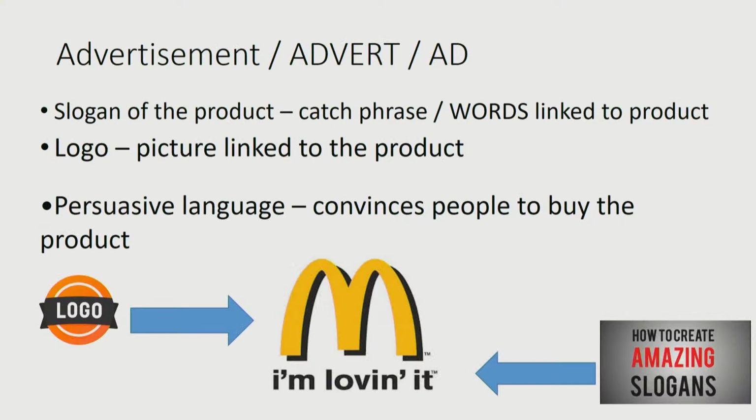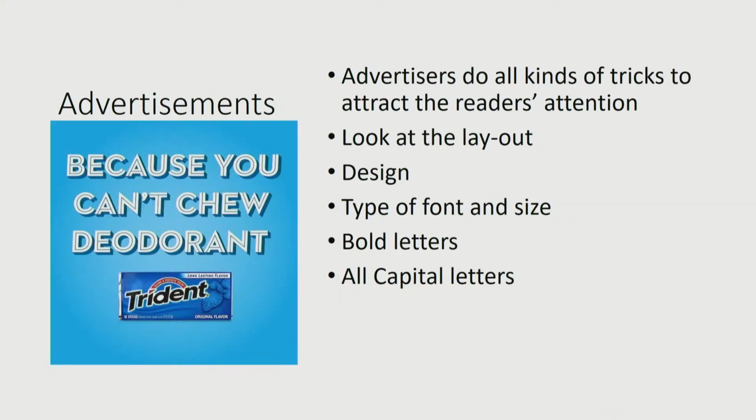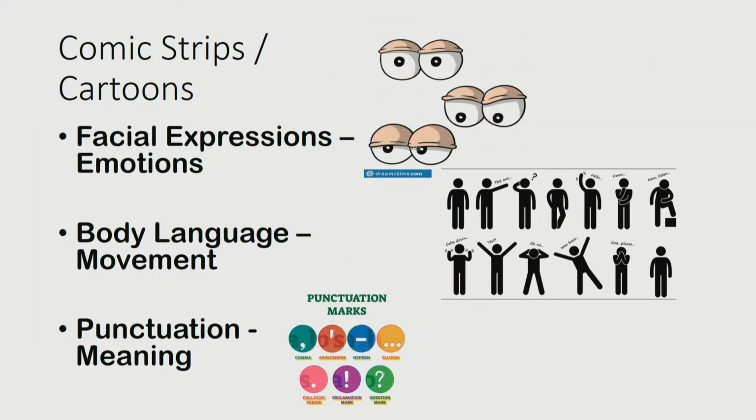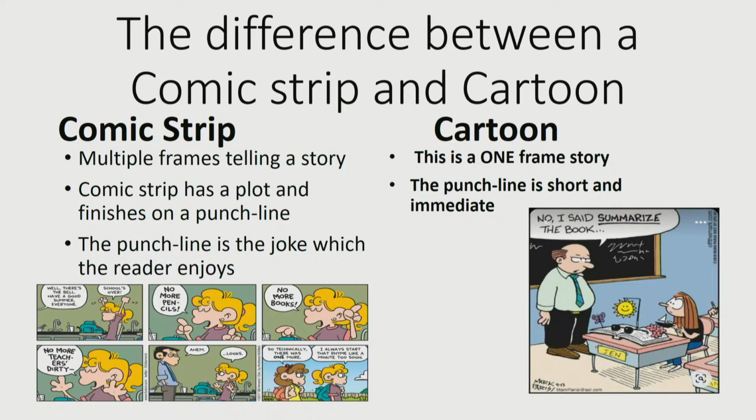Let's quickly recap. For an advertisement, you look at the slogan, logo, and persuasive language. And always consider the layout, the design, the font size, bold letters, capital letters of an advertisement. And remember the pun of words. Remember the rhythm created. Maybe there's a bit of rhyme. Comic strips or cartoons, we look at 3 elements: facial expressions to create emotions, body language to create movement, punctuation to create meaning.